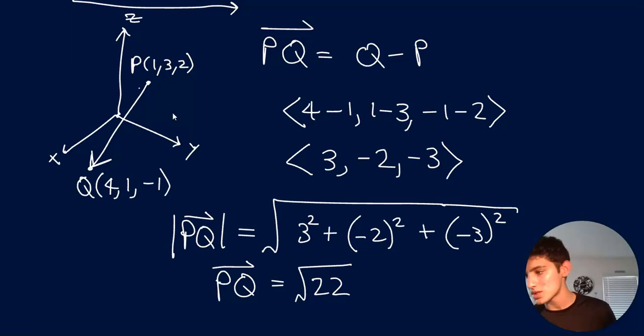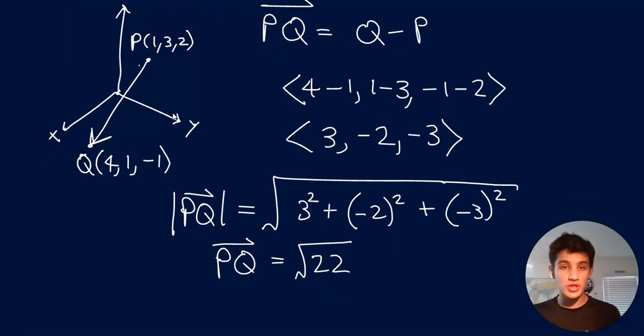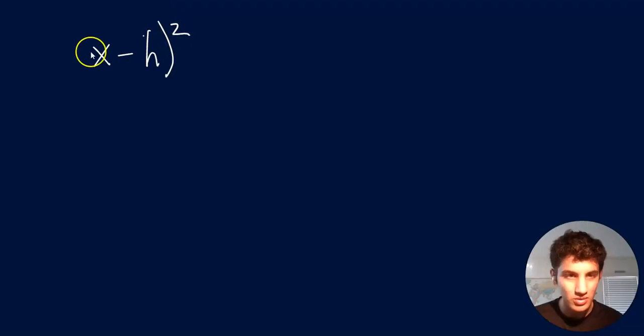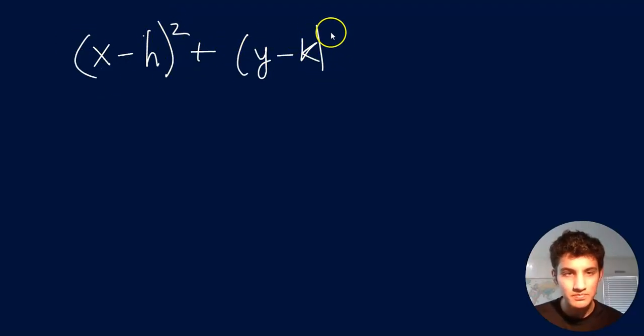But we can make it harder. We can learn a few more things as well. Let's actually talk about spheres. Now, you probably know what a circle is. Hopefully you do. And the equation of a circle is like x minus h squared. I'm not going to, it's very difficult to write with this. But yeah, it's like this, right?